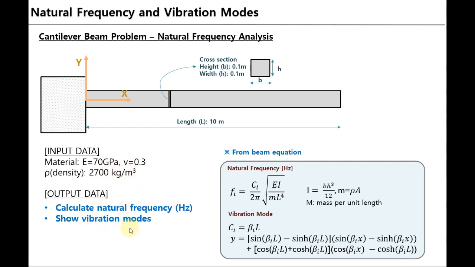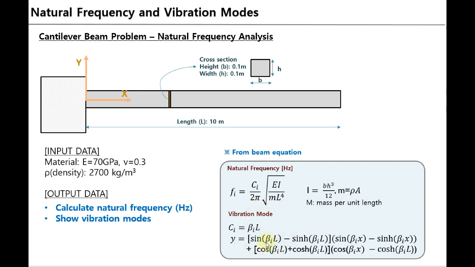Our final goal is to calculate the natural frequency and mode from Abaqus FEA and compare them with the analytical solution. The analytical solution for the cantilever beam can be obtained as shown in this table. Basically, the frequency in Hertz is a constant value times the square root of EI over ML. That is like the square root of K over L, proportional to stiffness and inversely proportional to weight. Here I is the area moment of inertia, and M is rho times A, that is mass per unit length.